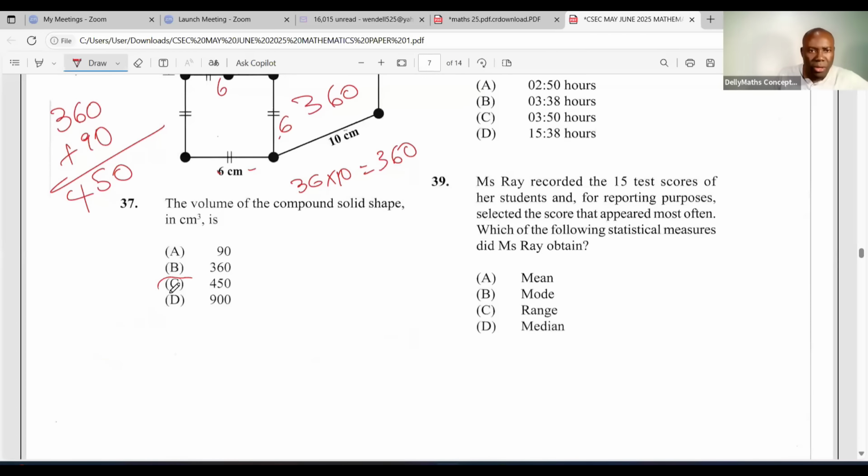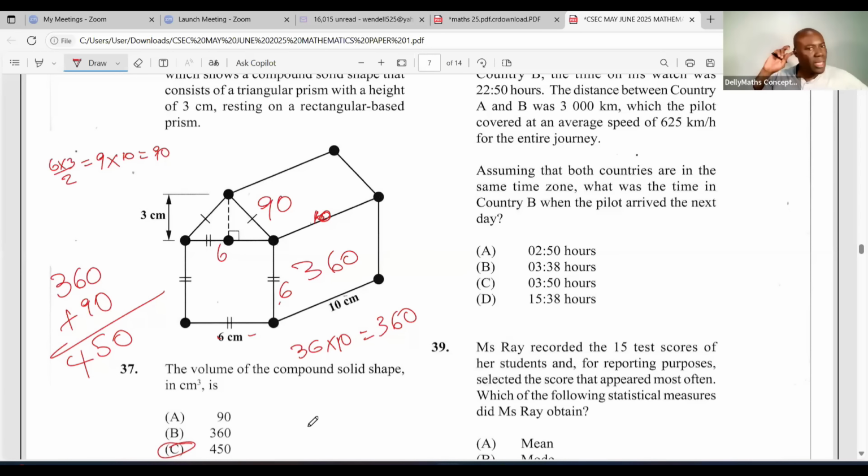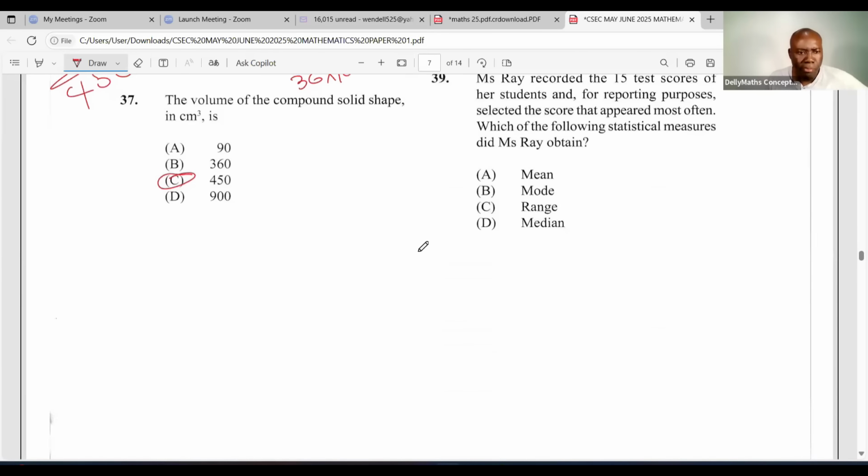Yeah, so this is the answer for the volume of a solid. So you find the volume of both and you go through. Area of cross section times height, you go through.